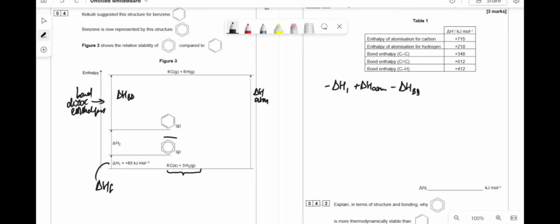Because we're starting at benzene and ending up at the Kekulé structure, regardless of if we go this way, it's going to be the same as this way. So that means that that has to equal delta H2. That's how you use a Born-Haber cycle. So now we actually need to work out some of these bits and bobs.